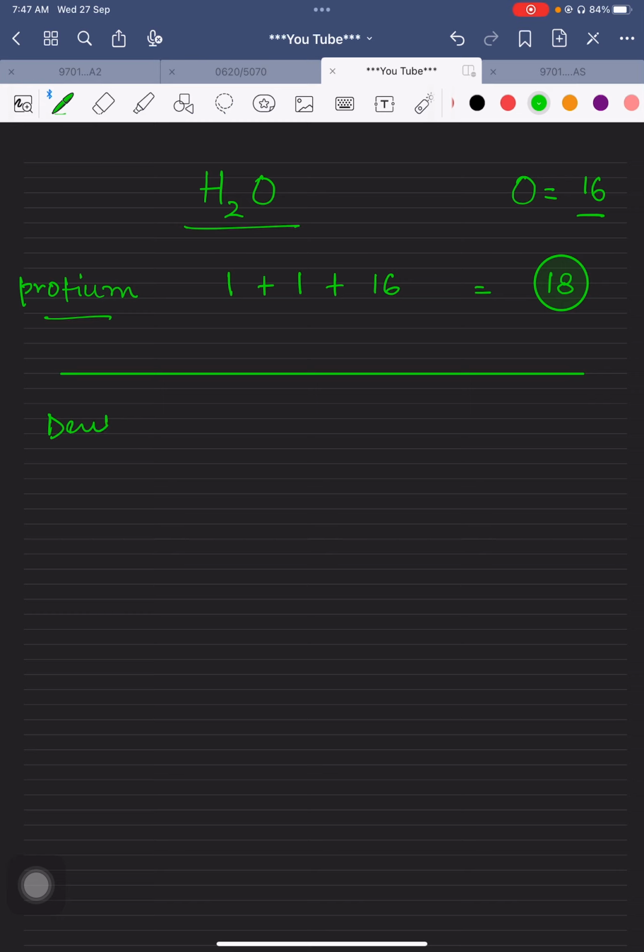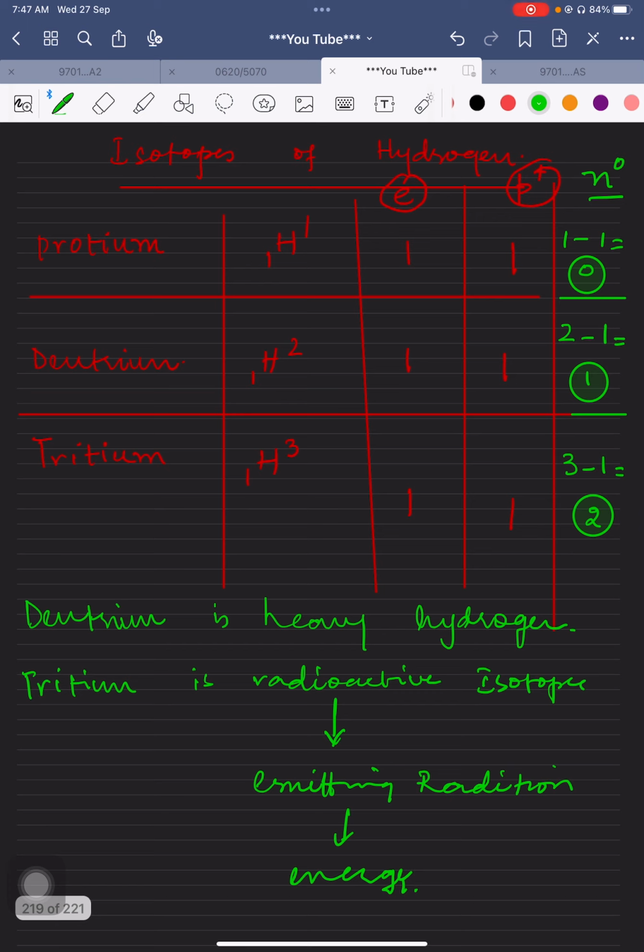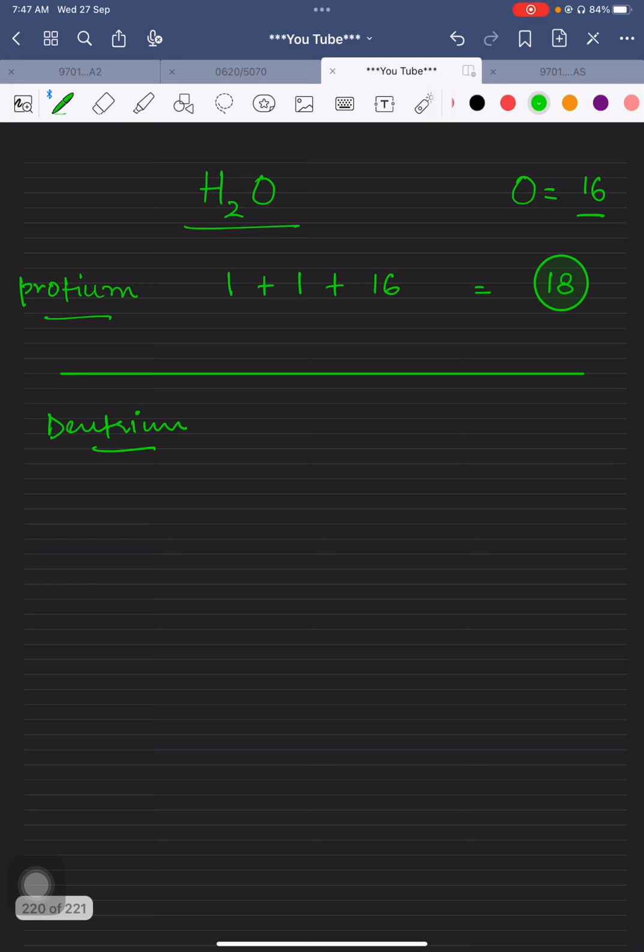Deuterium, you can see deuterium. Okay, here we are going to use the mass of deuterium. We have seen on the previous board that the mass of deuterium is 2. This is the mass number at the top here. Okay. So for deuterium, what will be the mass?